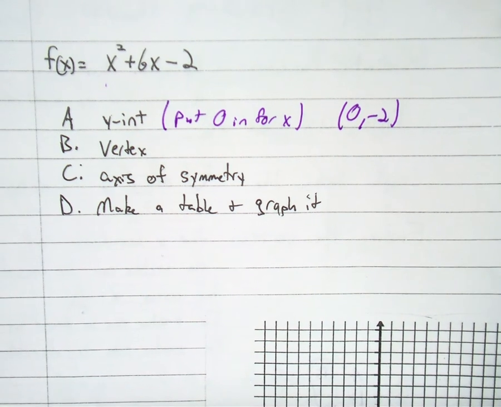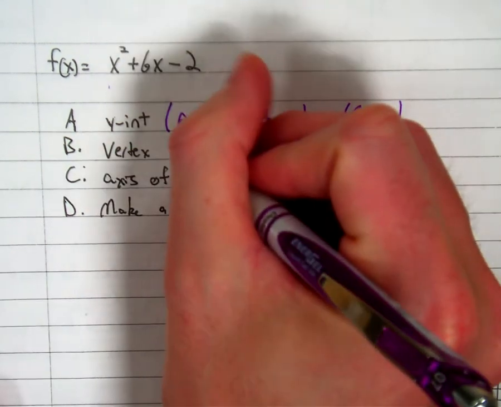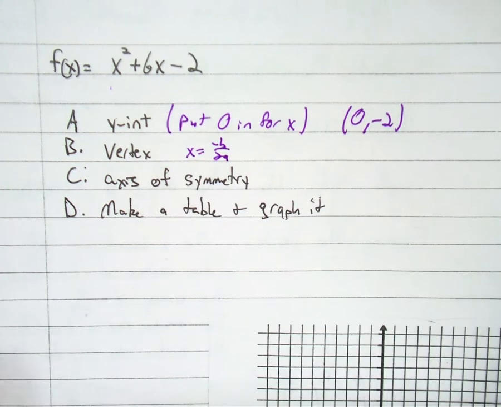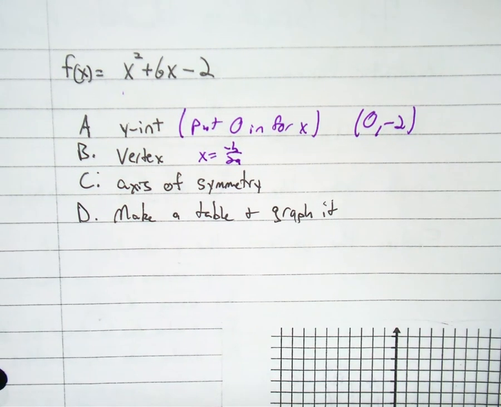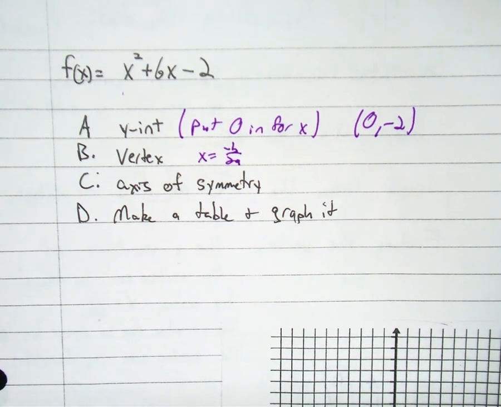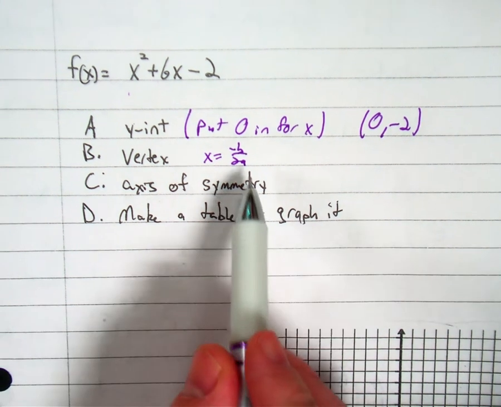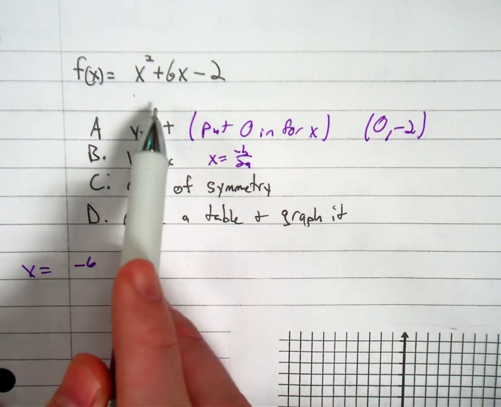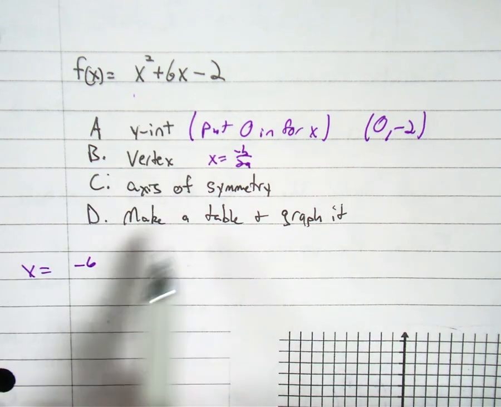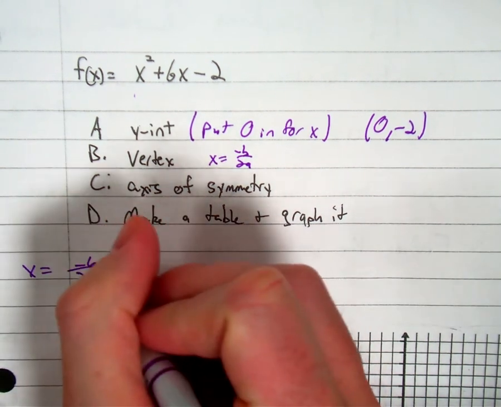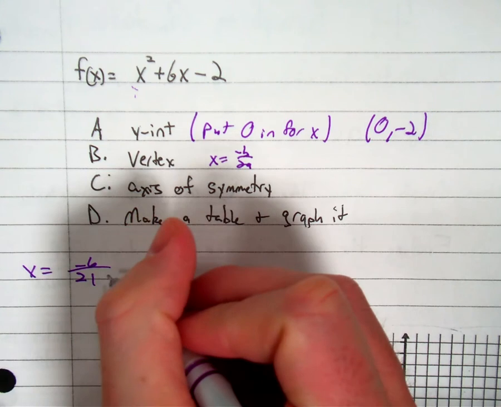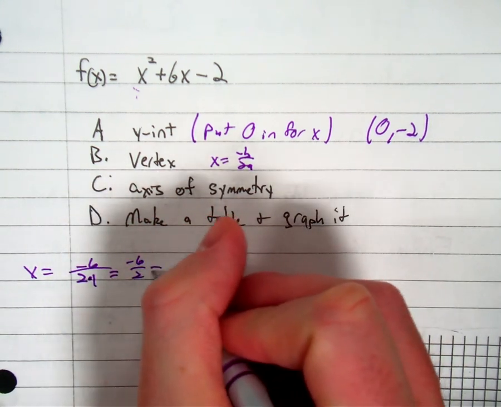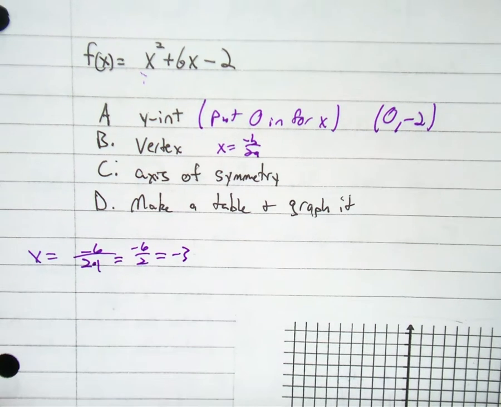Vertex. Remember, we're going to use x equals negative b over 2a for now. We'll get a nicer way later on. Negative b, so it's going to be negative 6. b is positive 6, so negative 6 over 2 times, my a is a 1. So we have negative 6 over 2, x equals negative 3.